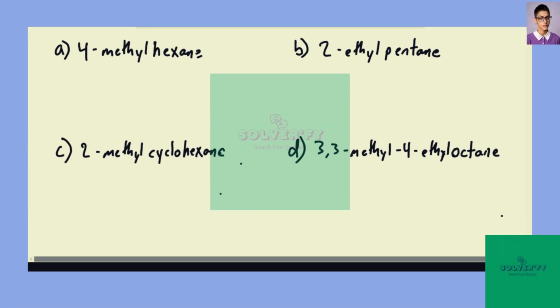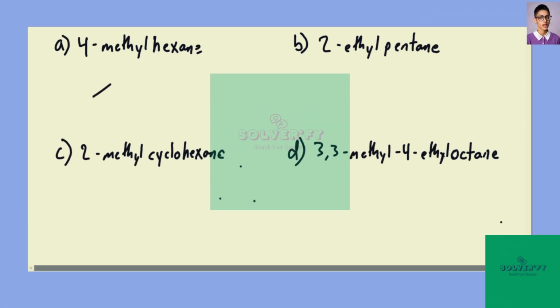All right, so we're going to draw these molecules and then fix their names. Starting with A, 4-methylhexane. All right, so counting on the fourth carbon, 1, 2, 3, puts it right there.